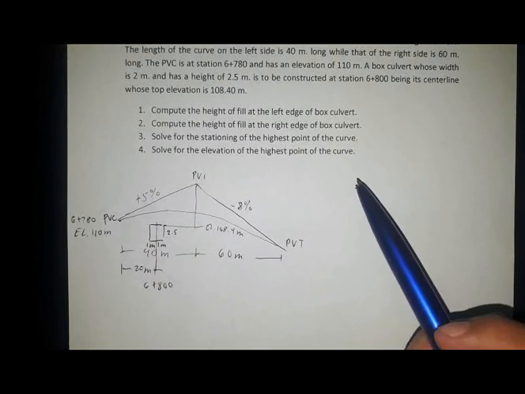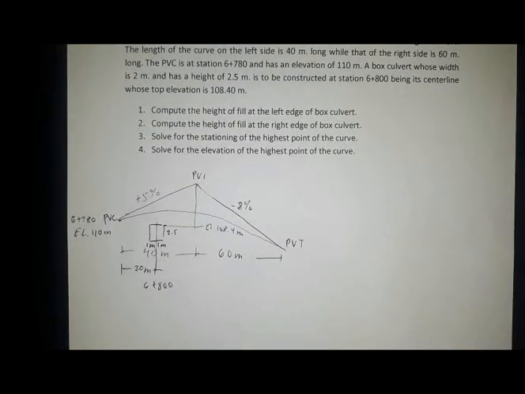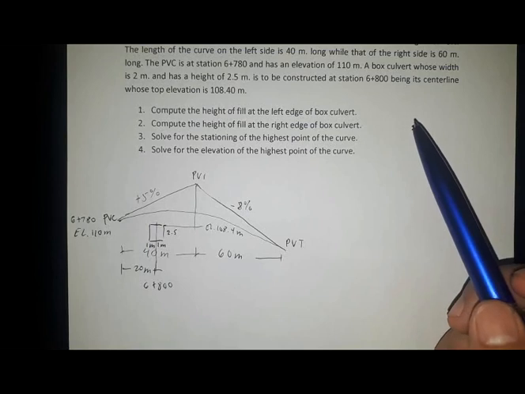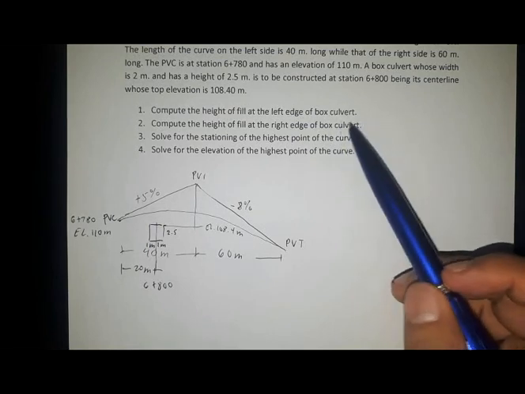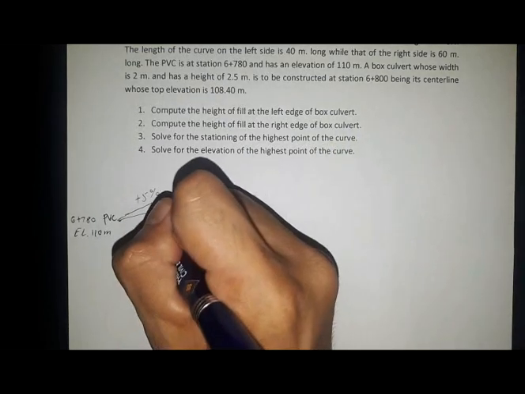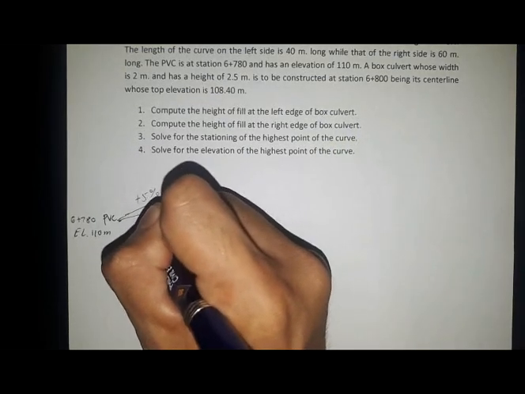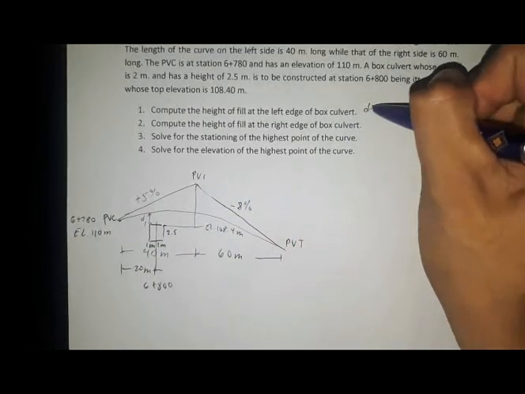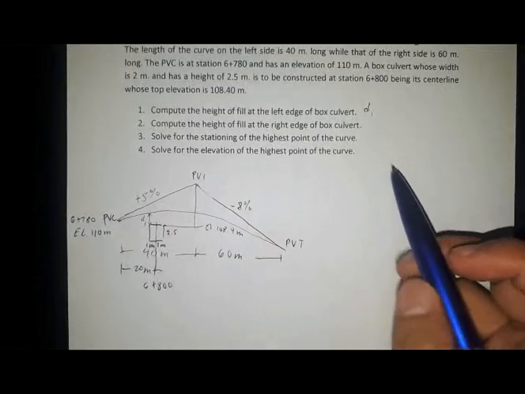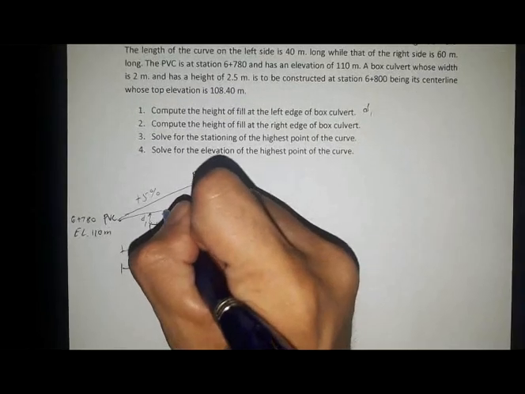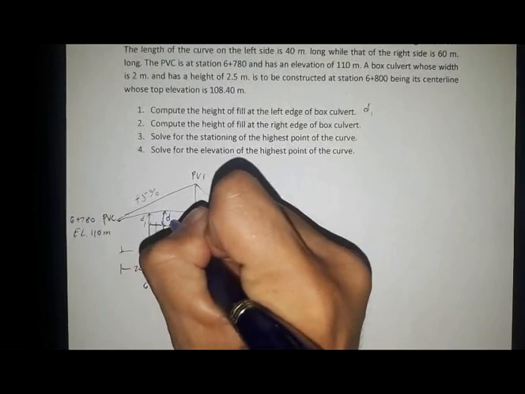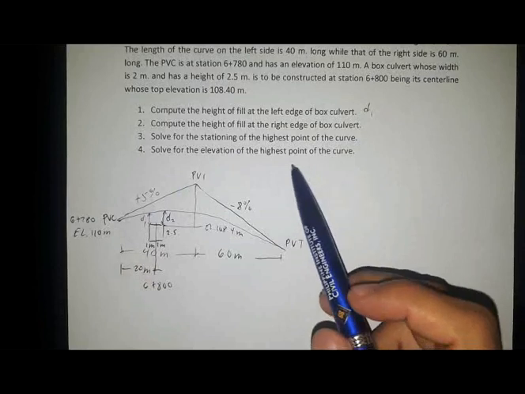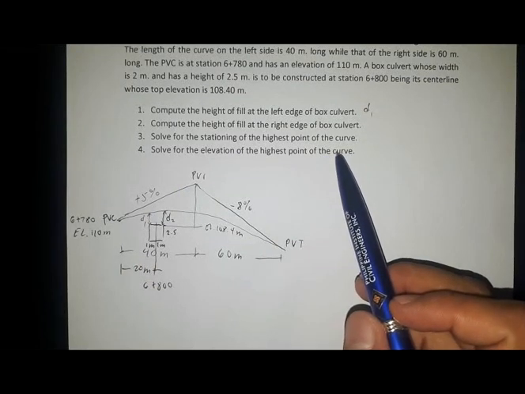So after constructing the figure, we will try to determine what is required. For number 1, the height of the fill at the left edge of the box culvert. So this is the left edge. So we are about to compute this height. Let's call this D1. Number 2, compute the height of the fill at the right edge of box culvert. So this is D2.